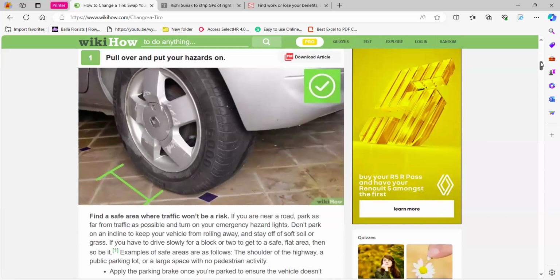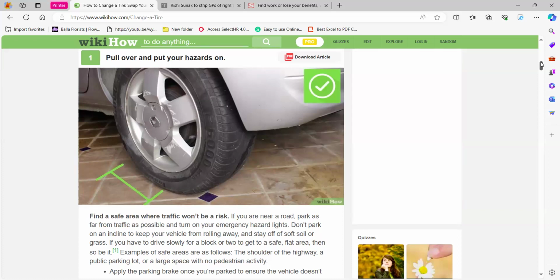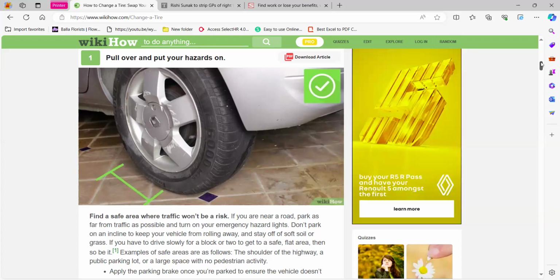Okay. So, number 1, pull over and put your hazards on. Find a safe area where traffic won't be a risk. So, what can you tell me about that first step? That shows what features can you see of instructional text? It's bold. Yes, we've got a bold heading. Or subheading rather.